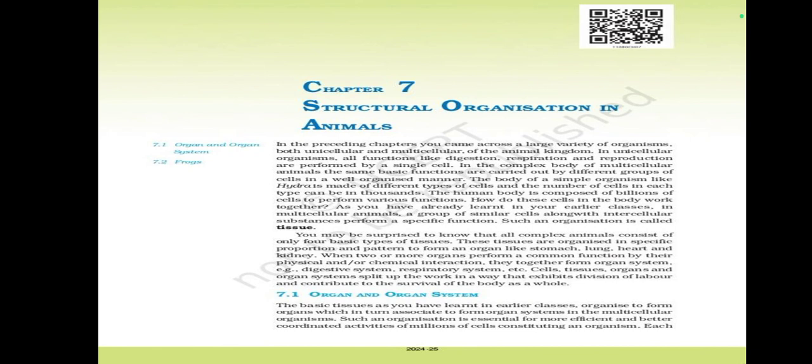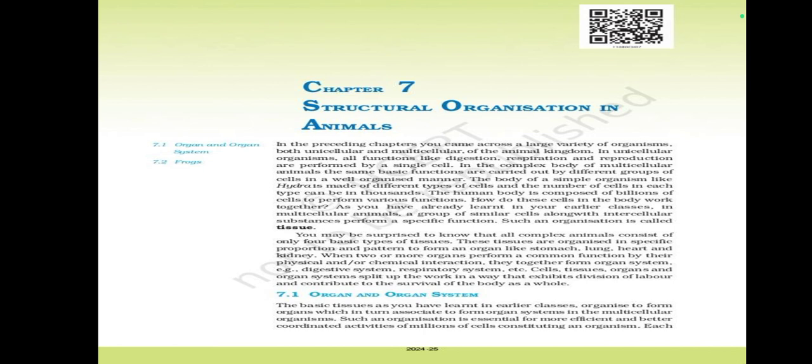In unicellular organisms, all functions like digestion, respiration, and reproduction are performed by a single cell. In the complex body of multicellular animals, the same basic functions are carried out by different groups of cells in a well organized manner.